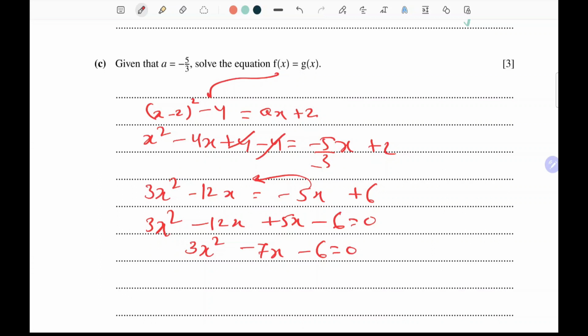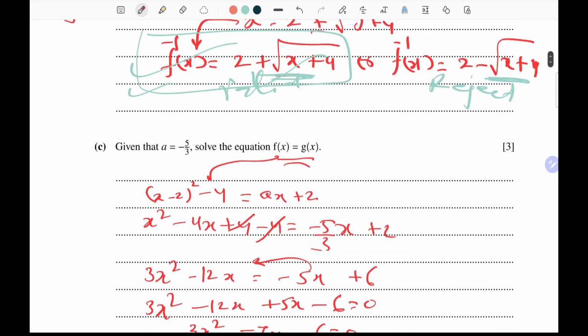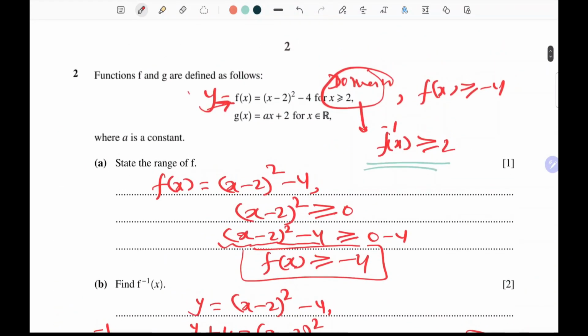Now guys, we need to solve this. What can we use here? Can we use a calculator for that? So x squared coefficient is 3, then minus 7, then minus 6. How much? I got x equals 3, and I got x equals minus 2 over 3. Okay, so we got two possible values of x, right? Now we have to check whether we can select these two values or not. So this is f(x) and g(x), so we have to go back to our question.